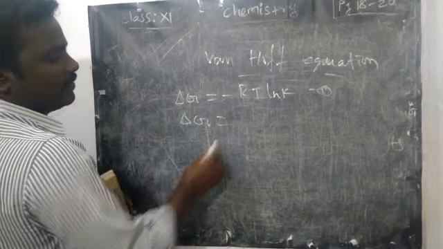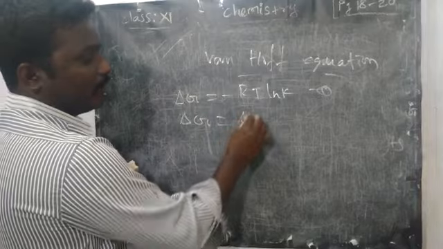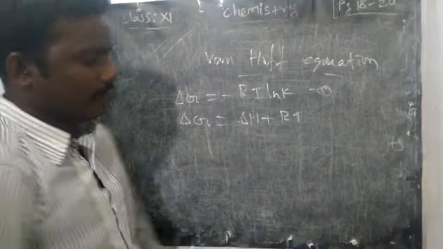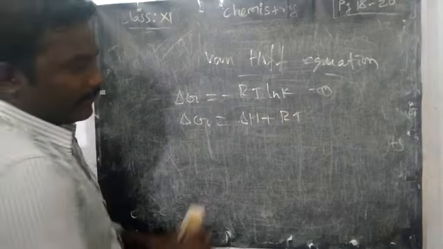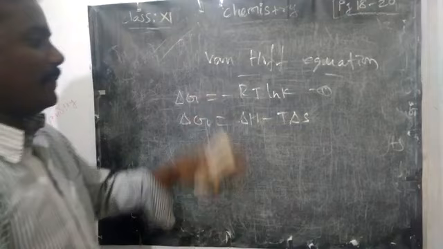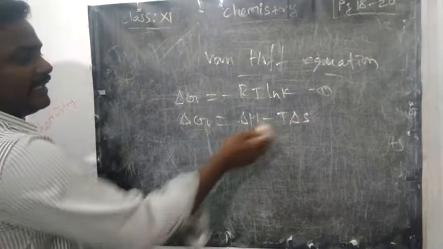This equation you can apply for the delta G value. What is the delta G value? We already studied in thermodynamics. Delta G is equal to delta H minus T delta S. First we will apply this. Okay. Delta G is also equal to delta H minus T delta S.